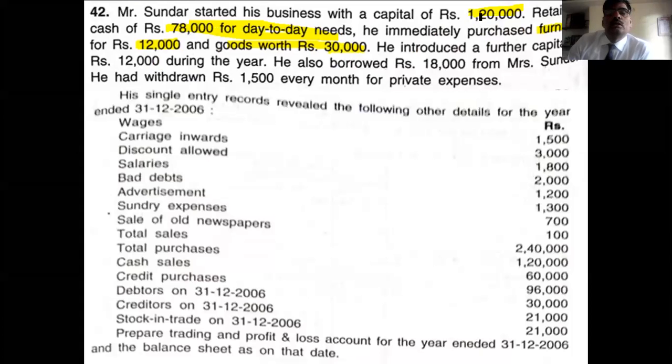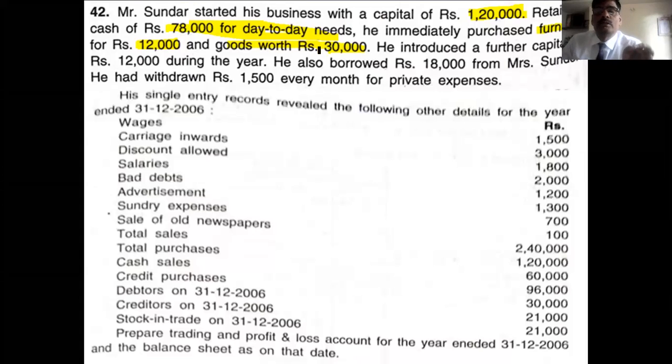So with these items, you may prepare the opening statement of affairs. In the opening statement of affairs, this capital you take on the liability side, and on the asset side you take the three items. That is cash in hand 78,000, furniture 12,000, and stock 30,000. These three items you take on the asset side, and the total is 1,20,000 on the liability side, 1,20,000 on the asset side. Okay, this is the opening statement of affairs.